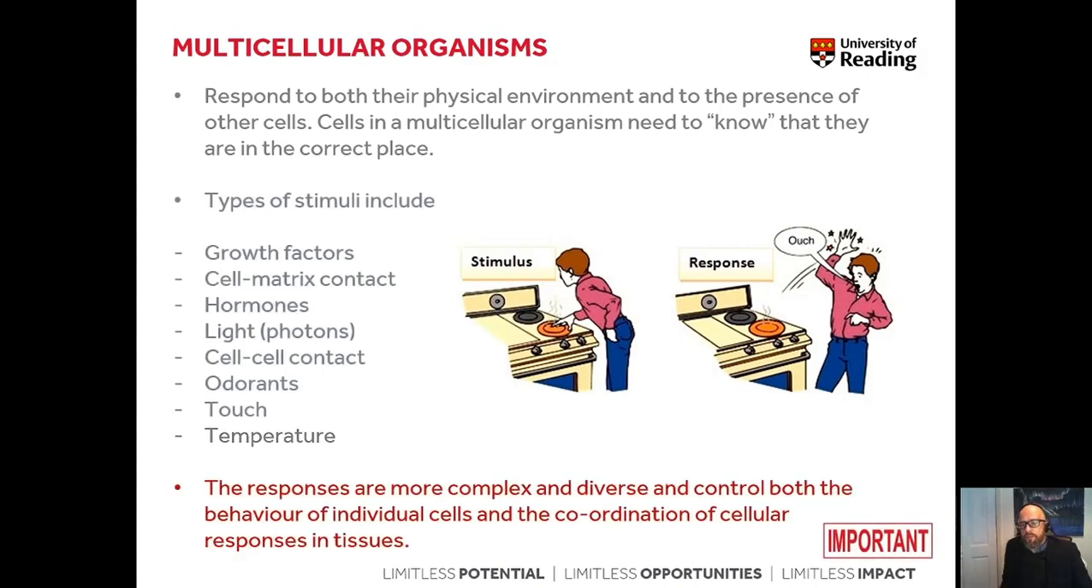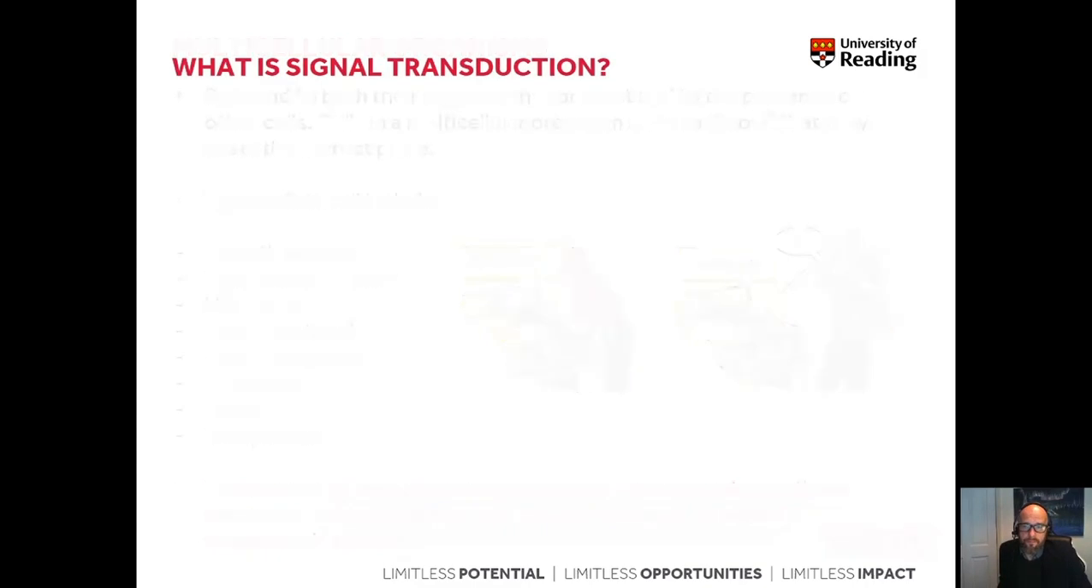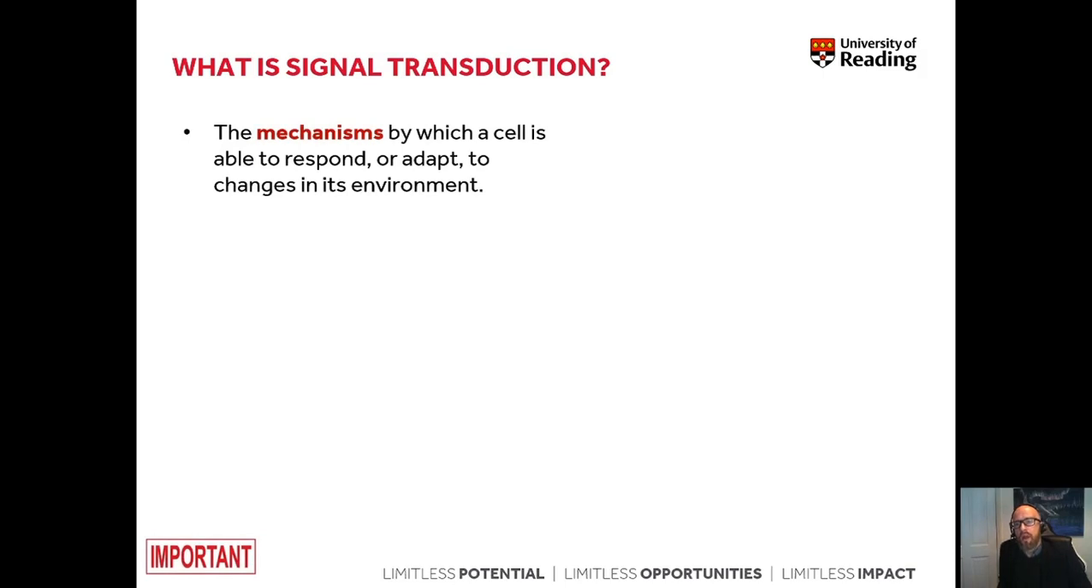The responses occurring after sensing a stimulus are usually more complex and diverse and control both behavior of individual cells and also coordination of cellular responses in a tissue or even in the whole body. So, what is signal transduction in this context? Signal transduction is the mechanism by which a cell is able to respond or adapt to changes in its environment.